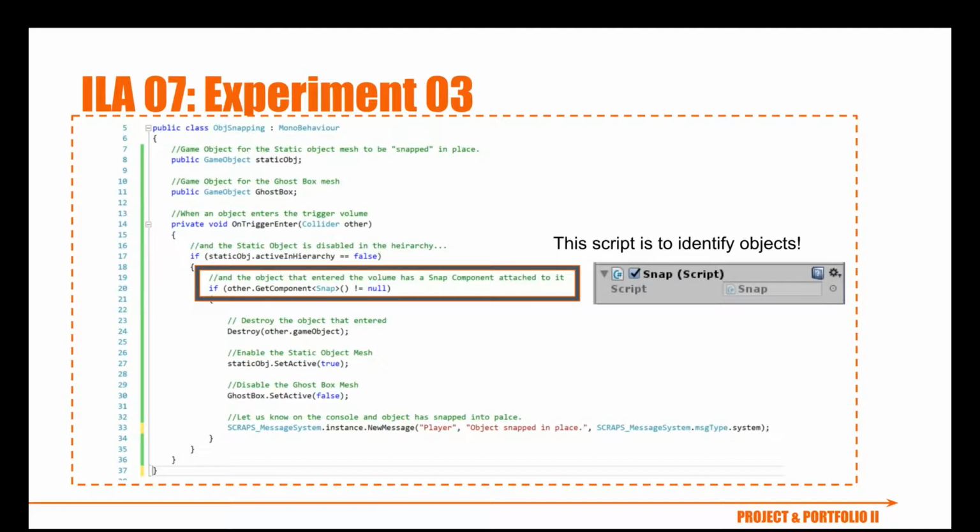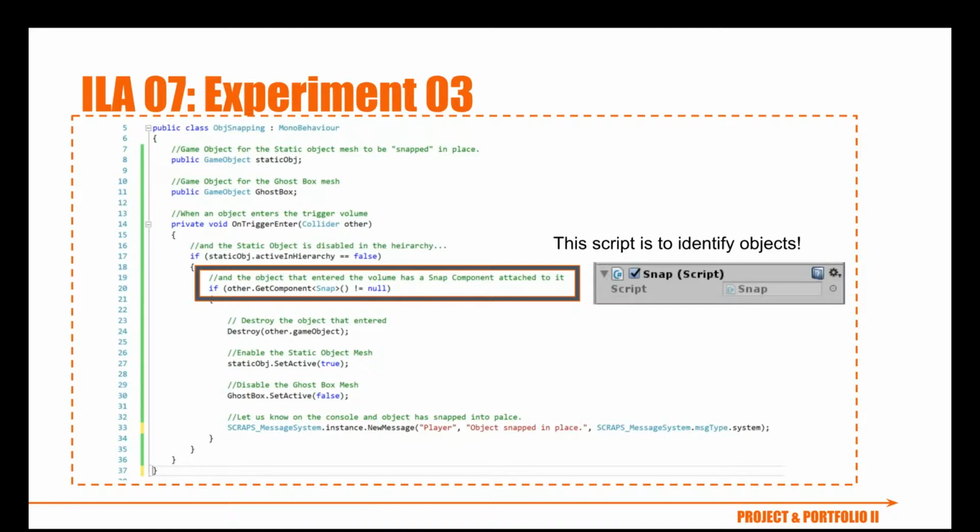All right. So if the static object is not active in the hierarchy, we're going to then check if the object that entered the volume has the snap component, right? So this was something we added to the tire object in particular, but basically this is a way to identify the object, pretty much giving the object another tag in essence, right? So basically this line here, line 20, says if other.GetComponent Snap does not equal null, right? So if it has the snap component. So it's just an empty script that we can put on the object.